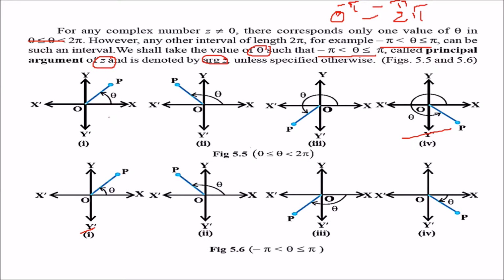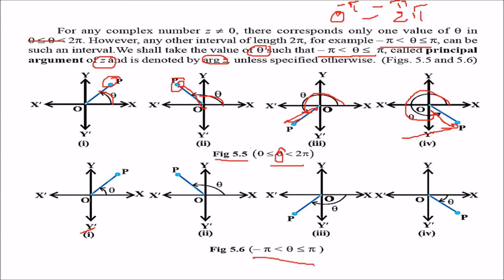So what we are talking about here is this figure showing the angle which is between 0 to 2 pi. If the point P is here, this is theta. If point P is here, this is theta. If point P is here, this is theta. These are different theta versions between 0 to 2 pi.